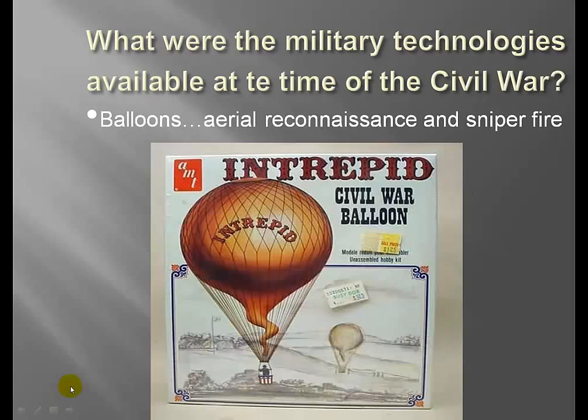Well, it was interesting. Balloons were used for reconnaissance and sniper fire, and it worked somewhat. They had to be pretty near the battlefield, and from what I've read, they really didn't change the course of the battle too much. But again, it was a technological advancement.